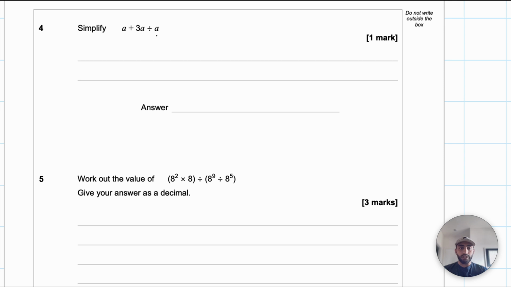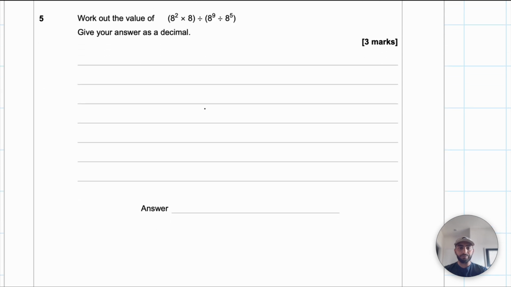Question 4. Simplify a plus 3a divided by a. We need to use BIDMAS here, so we need to do the dividing bit first. We've got 3a divided by a. The a's will just cancel, which just leaves me with 3. So I've got a plus 3. That can't be simplified, so I just leave it as it is.